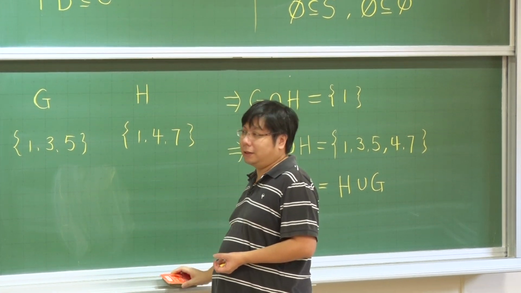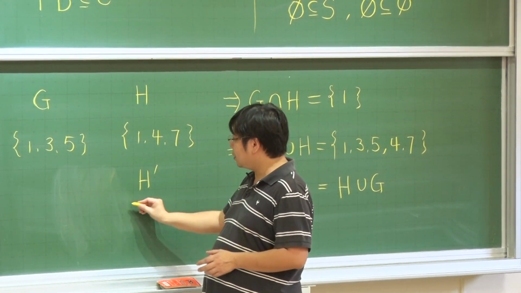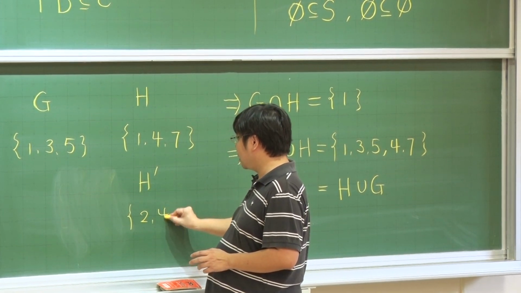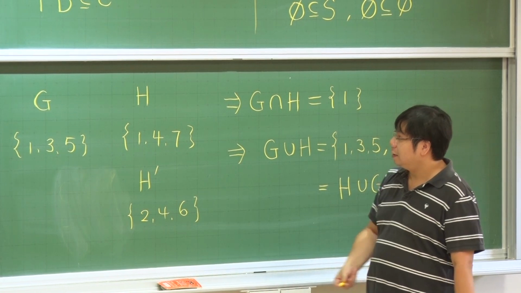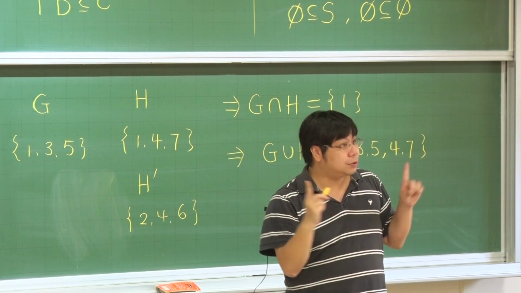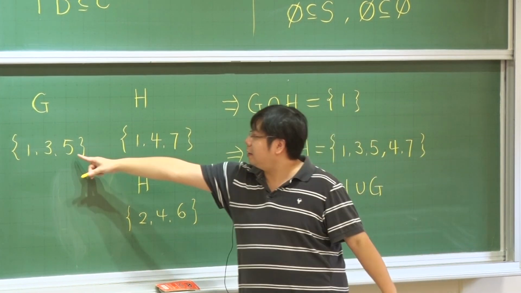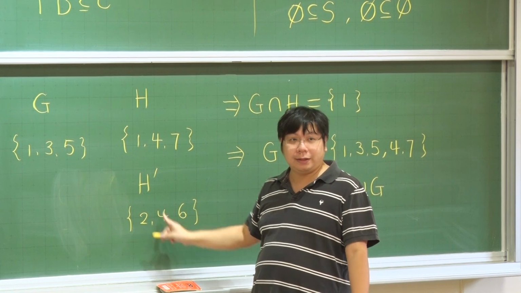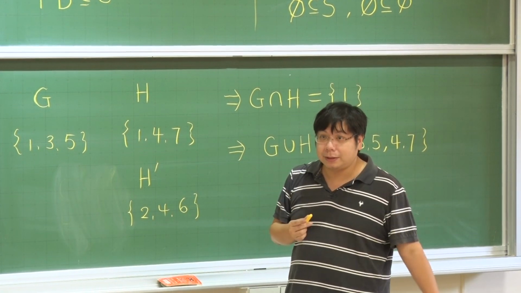But sometimes you don't need to have an empty set intersect something to get empty. Let's create a new set. Let's call it H prime. Let's say this H prime contains 2, 4, 6. Now you have G here, you have H prime here. The intersection of these two sets will still be empty because anything here does not appear here, and anything here does not appear here. So their intersection is still empty.